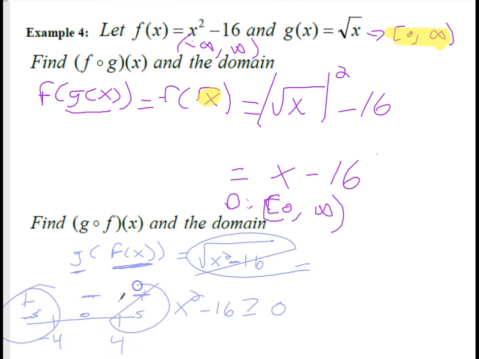So the parts that make up my domain are these parts here, which is going to be, in this case, negative infinity to negative 4, bracket, union, bracket, 4 to infinity. Again, the hardest part probably is thinking about your domains and trying to work your way through that.